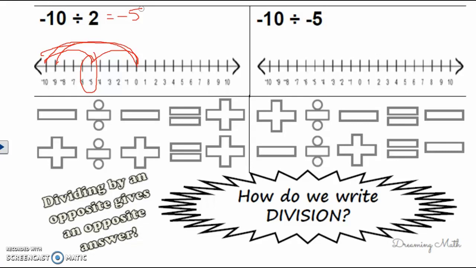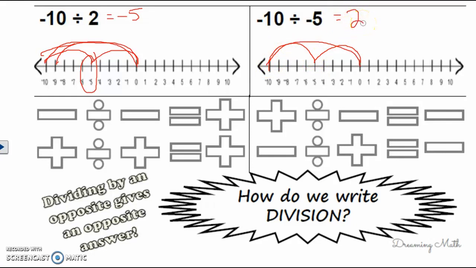Now look at this next problem. We have negative 10, and we're dividing it by negative 5. Both of the numbers are negatives. So when I'm dividing by two of the same sign, I'm going to end up with a positive. So we're going to do the same thing again here. We've got 0 to negative 10, but this time I want to break it up into groups of negative 5. How many can I make? 2. I made 2 sections.